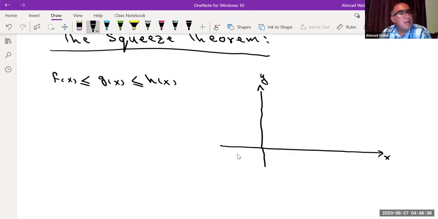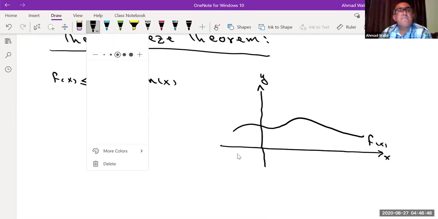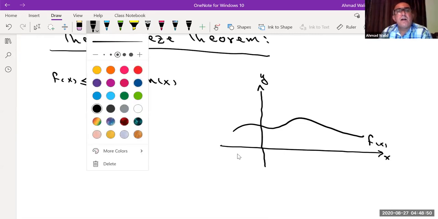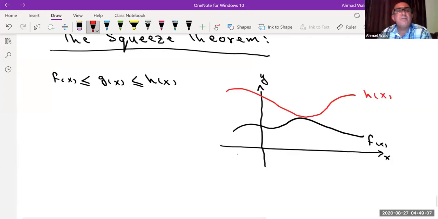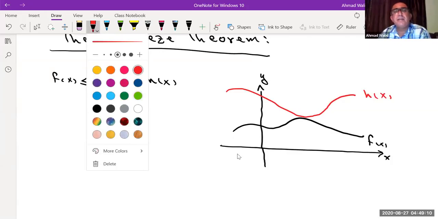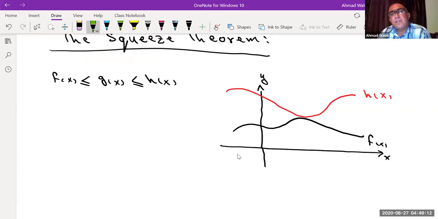Let's say something like this. This is f of x. Let's draw a red function. I'll name this red line or red graph h of x. And let me use another color, for example, maybe green. Let's draw the g of x.